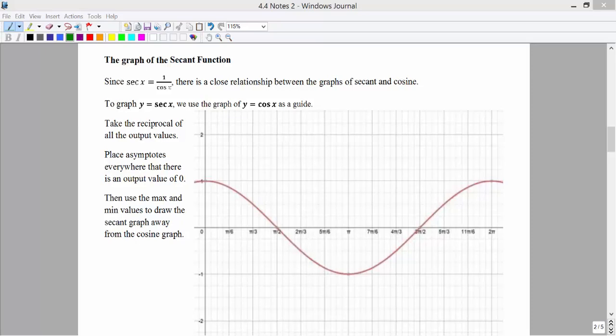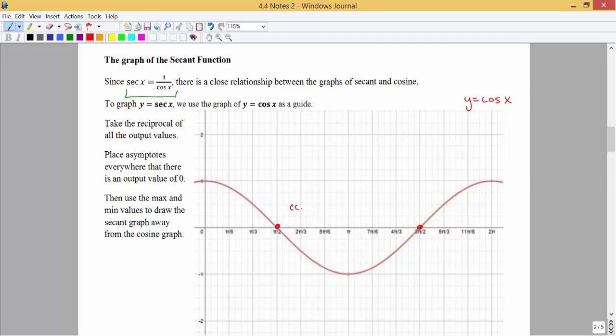To graph the secant function, we will look at the reciprocal relationship between secant and cosine. So secant of x is equal to 1 over cosine of x, so we're going to use that reciprocal relationship to graph secant. So here I have the graph of cosine, and for cosine references I will use the red marker. And the first thing I want to do is look at where cosine is 0.